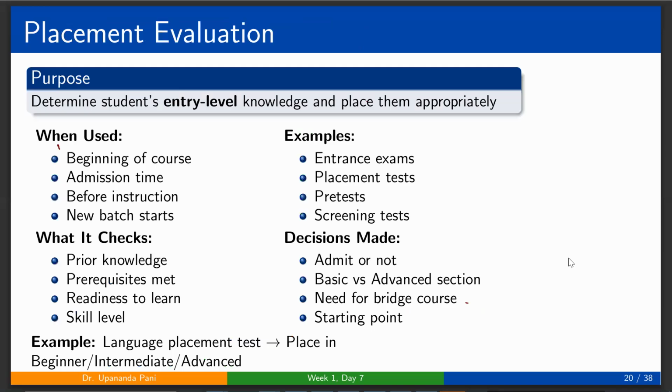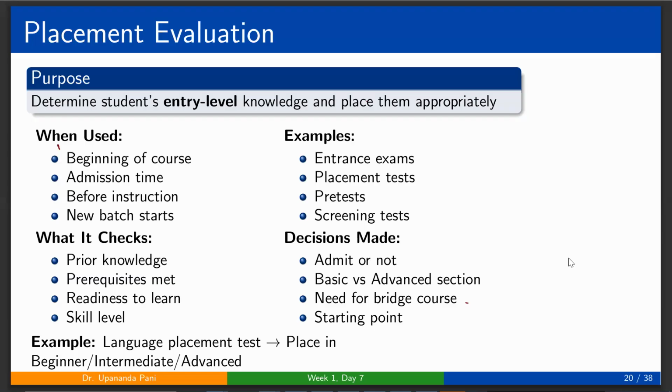Okay. So first we will go to the placement evaluation. So what is the placement evaluation? It will determine the students' entry level knowledge and place them appropriately. It is used at the beginning of the course or at admission time, before instruction or a new batch starts. Examples are entrance exam, placement test, pre-test, screening test.